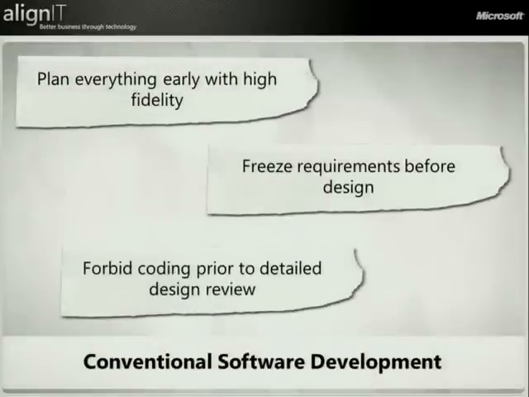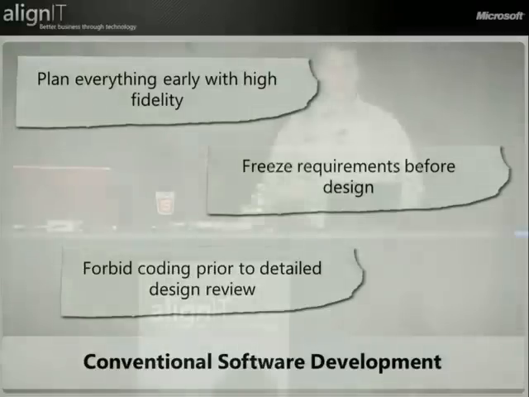So if you take a look at the conventional wisdom around software development, there are a lot of commonalities you see in organizations today. Everything is planned early, and there's a high degree of fidelity. Requirements are frozen before design and are never to be changed. You forbid coding prior to a detailed design review. You use a higher order programming language. There must be complete unit testing before any integration. These and other sorts of conventions that people are aspiring to in the field of software development have some issues.